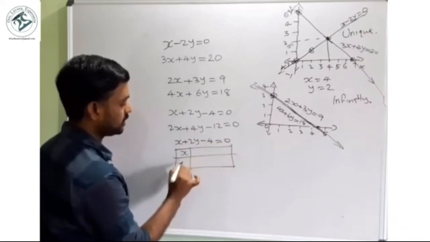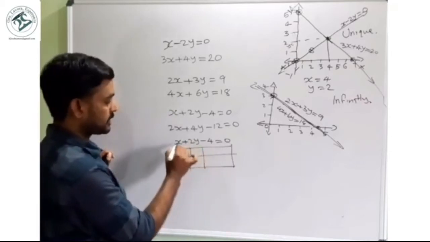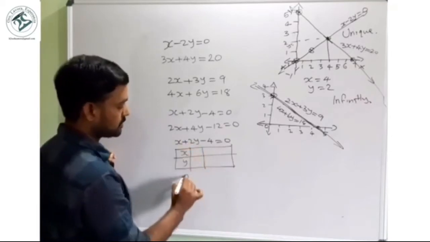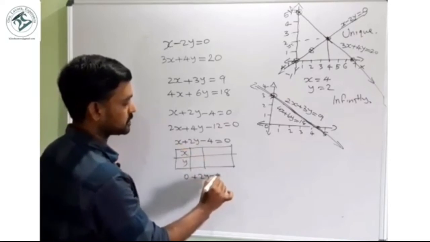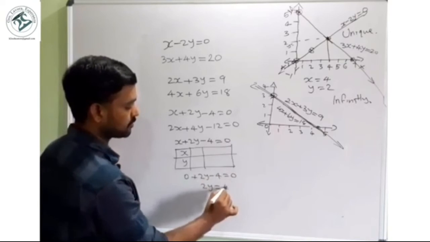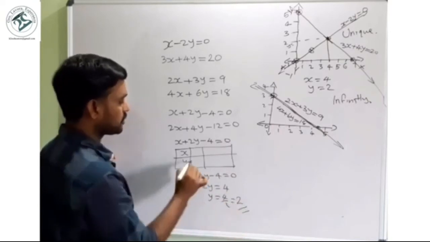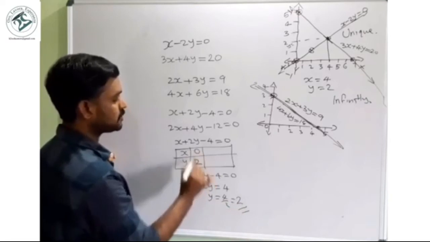This is for x value, this for y value. In the place of x we can give 0. So what will happen? 0 plus 2y minus 4 is equal to 0. So this minus 4 transposed to the other side, 2y is equal to 4. So y is equal to 4 by 2, which is equal to 2. So y is 2 when x is equal to 0.